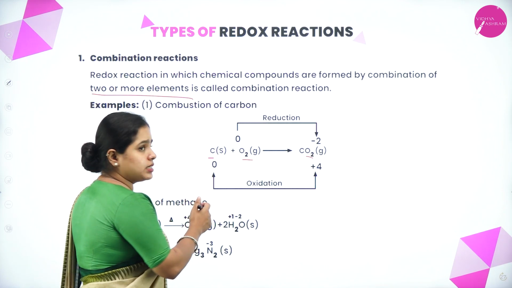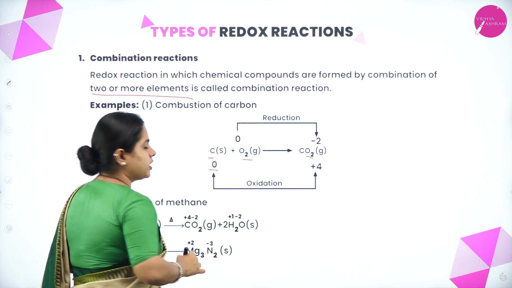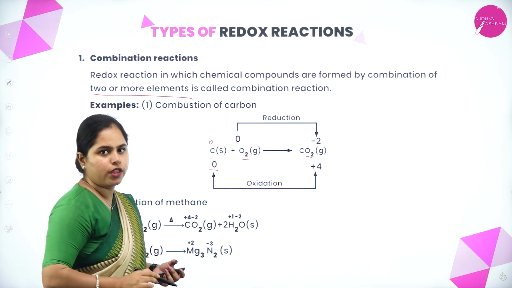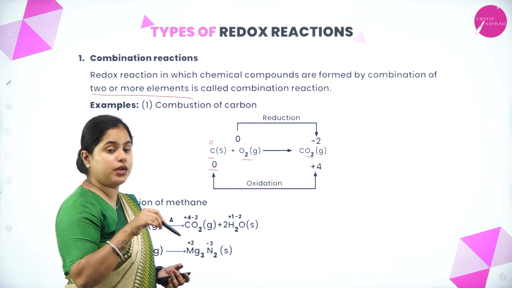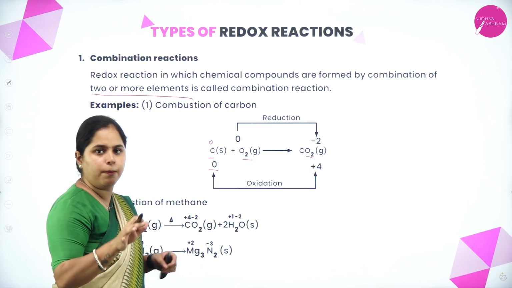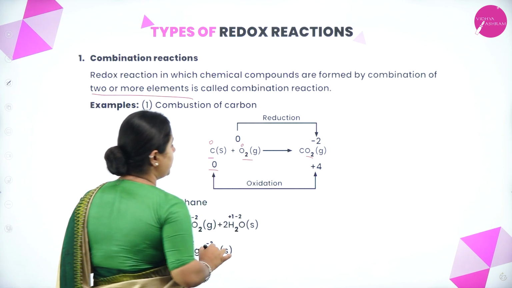So carbon again, it is in its elementary state, so the oxidation number will be 0. For oxygen, again it is in its elementary state. It is O2, right? It is not combined. So again the oxidation number will be 0.